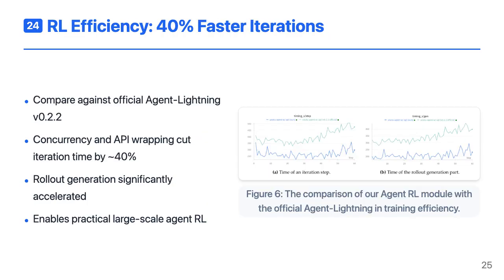In terms of raw efficiency, the optimized Agent RL module is about 40% faster per training iteration than the official Agent Lightning v0.2.2 release. Most of this comes from better concurrency control, RESTful environment wrapping, and robust timeout handling. Rollout generation, which is often the bottleneck in Agent RL, is significantly sped up. This makes large-scale experiments, like training on 128 GPUs, much more practical in real-world settings.